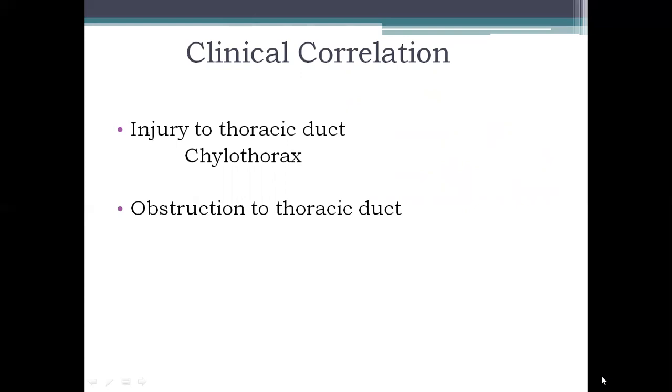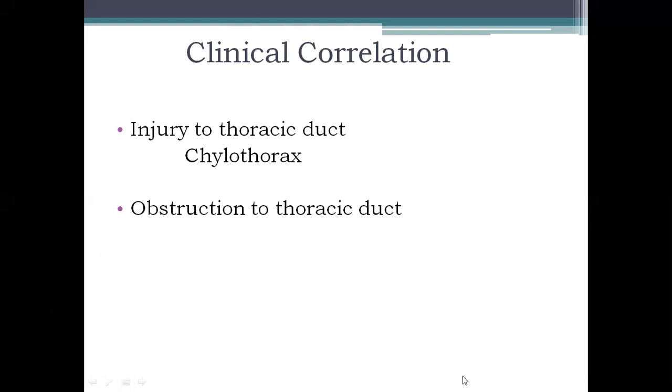One, we saw that during surgery, the thoracic duct may be unintentionally damaged. The other causes are blunt trauma to the chest, and penetrating injuries like gunshot or stab injury, things like that. The next one is obstruction to the thoracic duct.